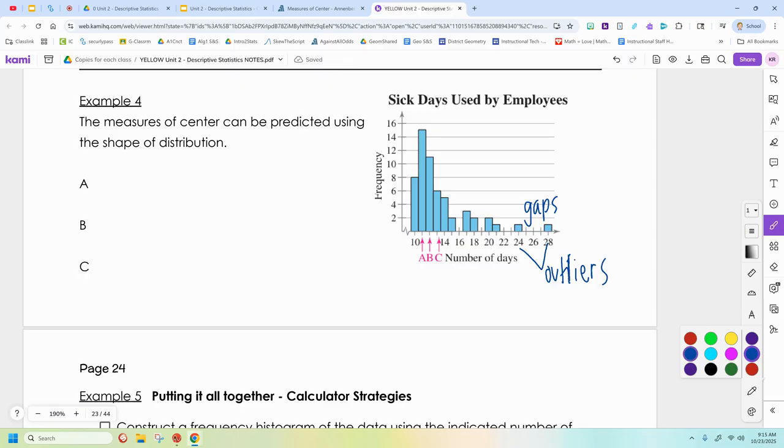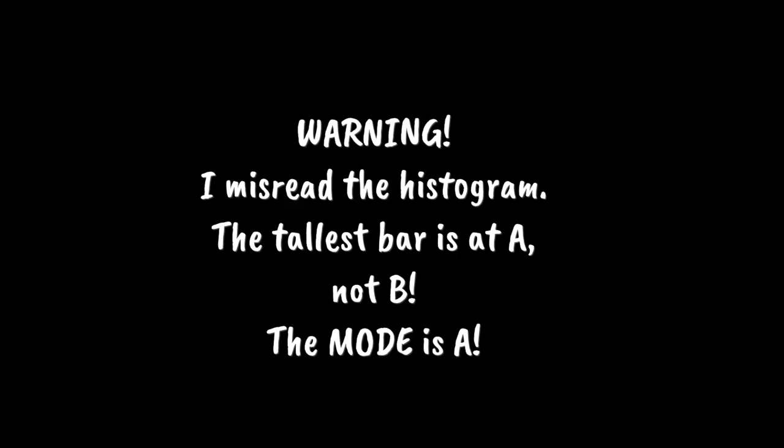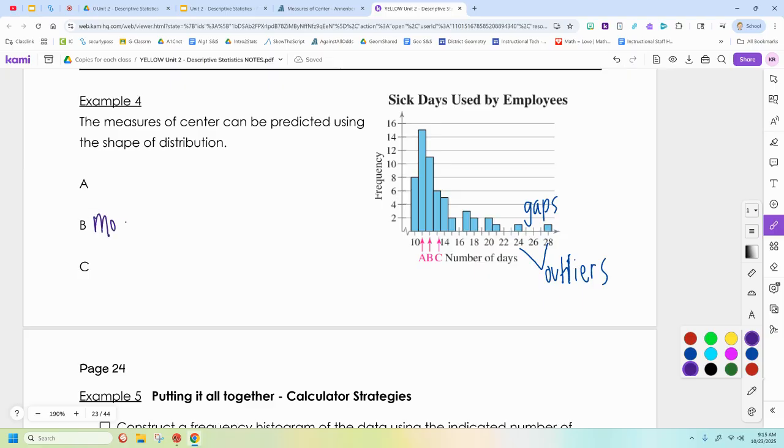When we look at the measures of center, we can actually predict their location. So I did pause and look at that highest bar, and that highest bar appears to be where the B is located. So when something occurs the most, it's called the mode. So B is our mode, it's our highest bar.